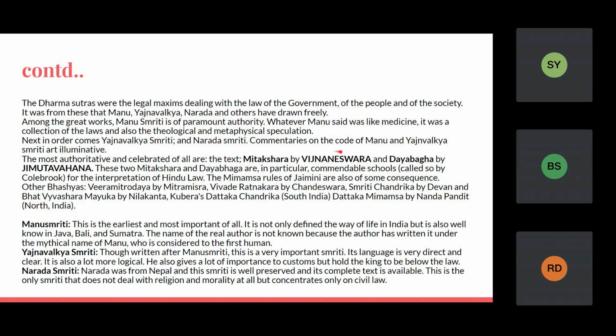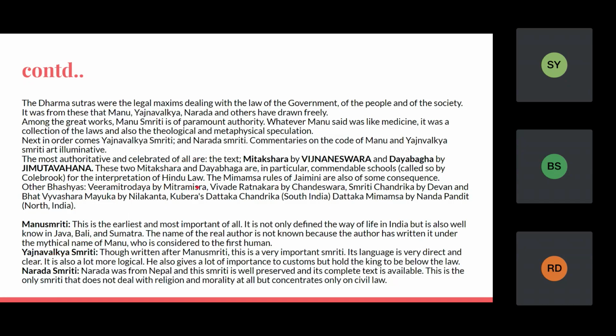It was a collection of laws and also theological and metaphysical speculation. Whatever Manu said contained all the laws. Next in order comes Yajnavalkya Smriti and Narada Smriti. Smritis are named after persons here, mostly the sages. So these three Smritis are very important: Manu Smriti, Yajnavalkya Smriti, and Narada Smriti.